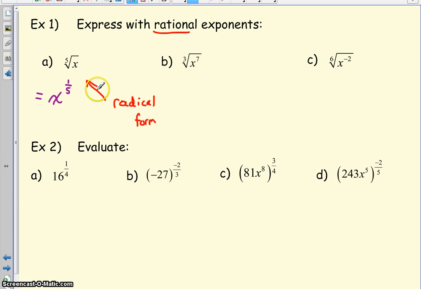I'd like you to try B and C on your own. Just try to make those quick conversions to having x to the exponent of some fraction, something rational. It shouldn't take too long. When you've given them a try, push play, and we'll go through the answers together.